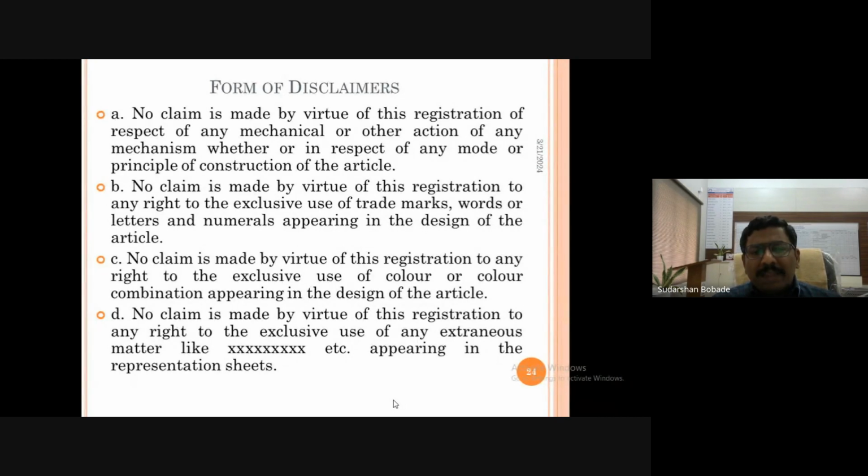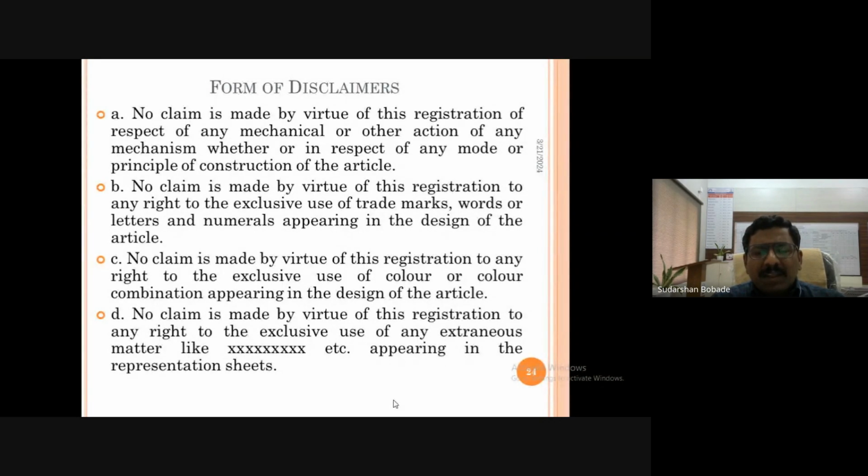It is not possible that in one single application, along with the design for that particular shirt, you show different color combinations. It is not at all acceptable. So for different colors, you have to go for different applications. In a very simple way, it has to be understood that for different colors, there should be a different application.